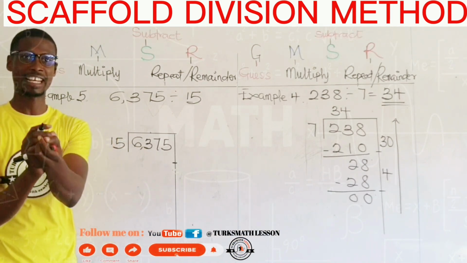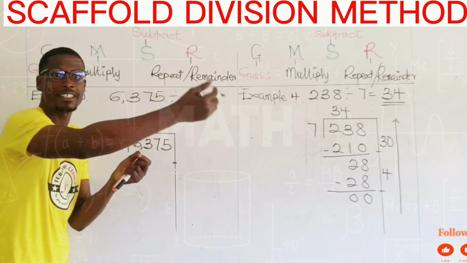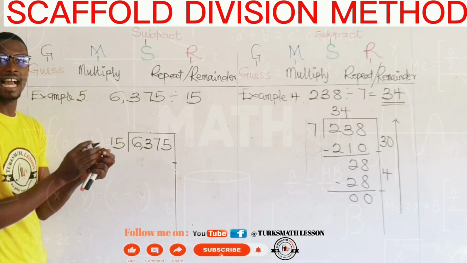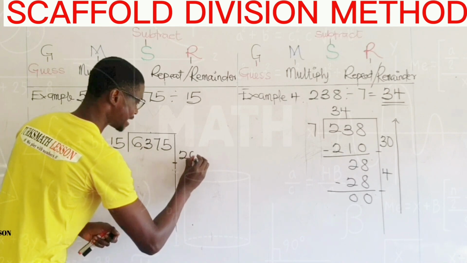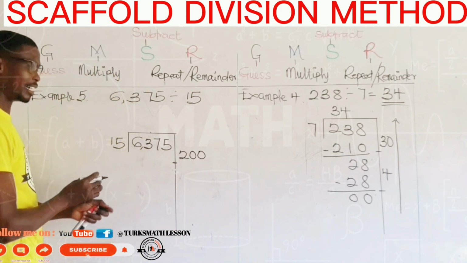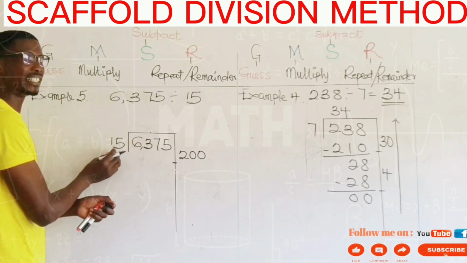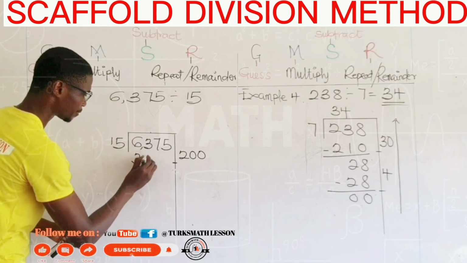So you know that right now, isn't it? Yes. You guess maybe 2, then increase it with what? 2 zeros. So what number should you pick? 200. Have you done your test? Yes. So 200 times 15? 3,000. It is less, isn't it? Yes. So 3,000.